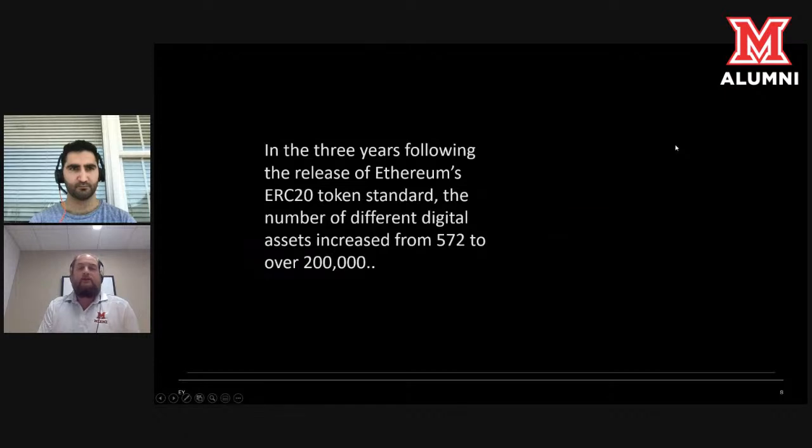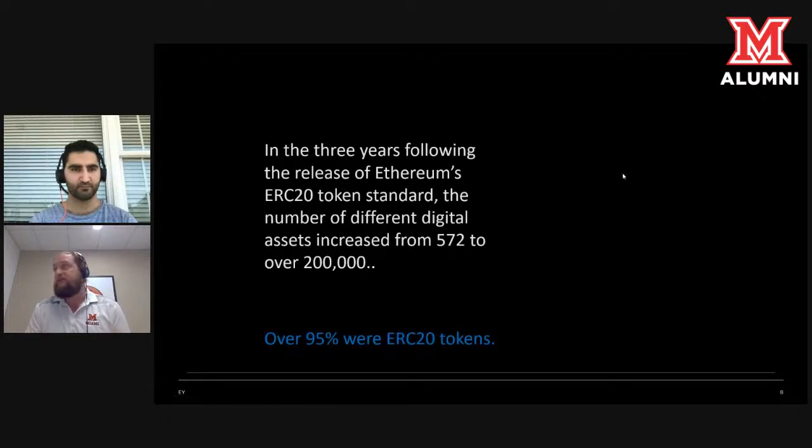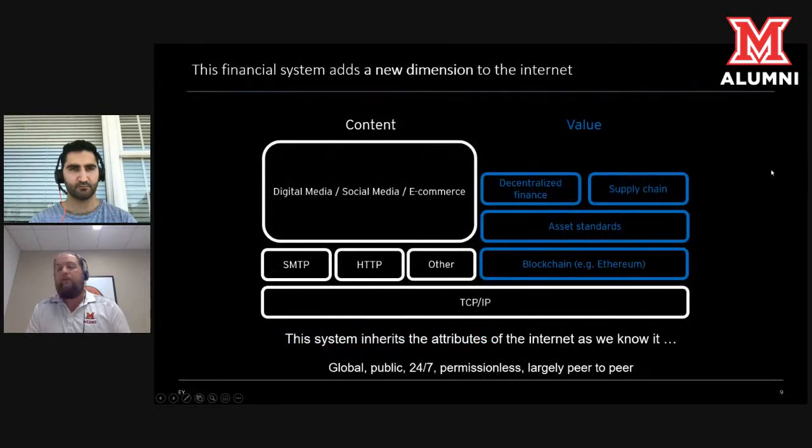So naturally, after the release of those standards, there was an explosion of development on the Ethereum network. The number of digital assets increased from 572 to over 200,000 in the 3 years following Ethereum's release. And 95% of those were deployed using the ERC20 standard. So to bring all of this full circle, right?